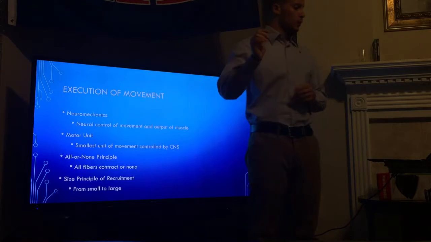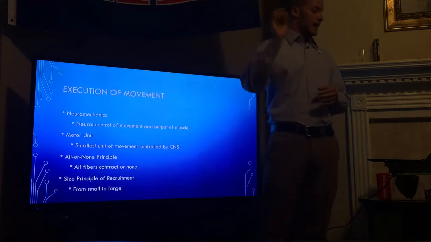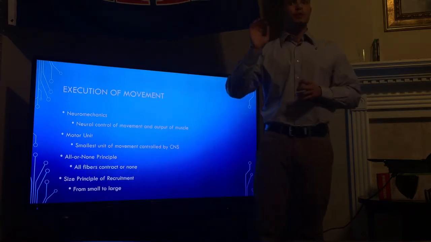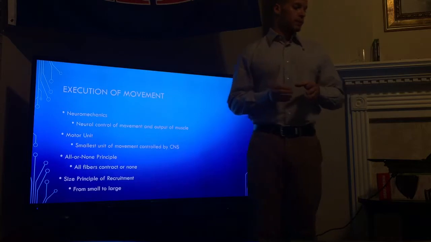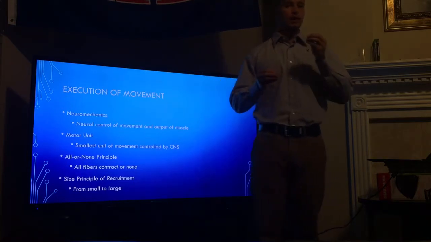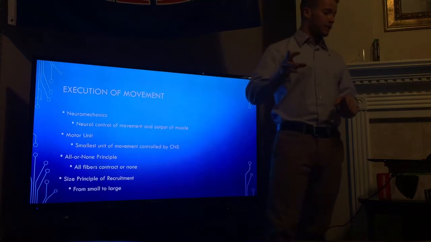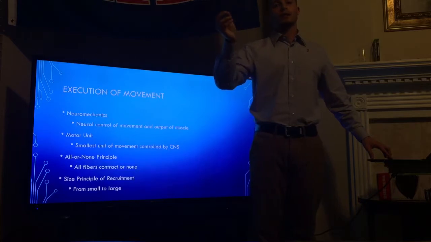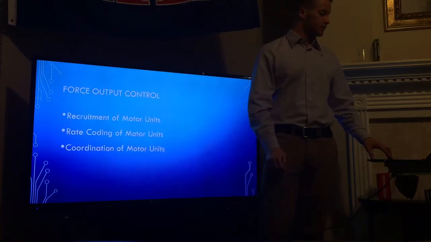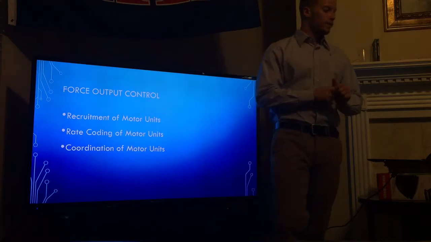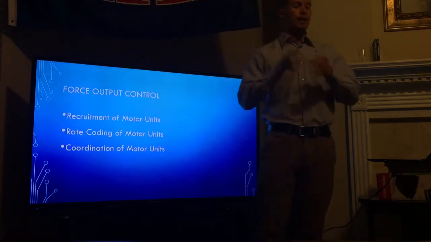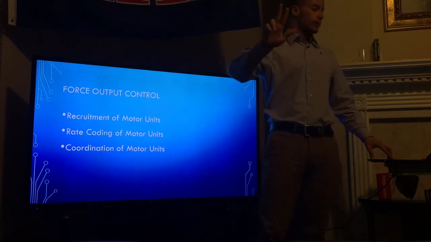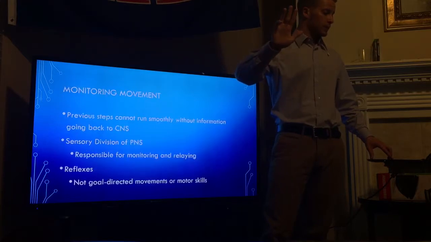Execution of movement. Neuromechanics is the neural control of movement and output of muscle. A motor unit is the smallest unit of movement controlled by the CNS. The all-or-none principle is that all muscle fibers contract or zero do. And the size principle of recruitment, which is one of the other most important, is that muscle fibers contract from small to large. Now, for force output control, there are three major factors: the recruitment of motor units, the rate coding of motor units, and the coordination of motor units.